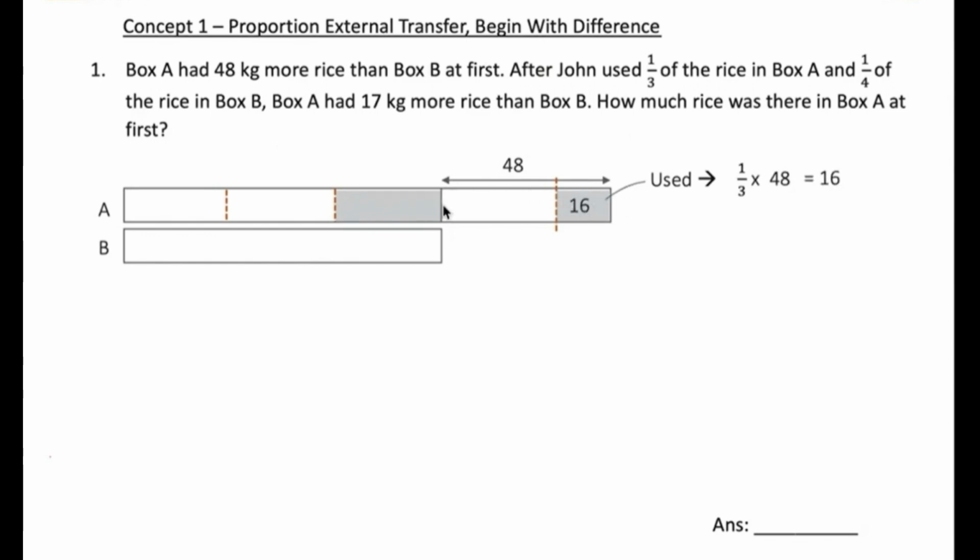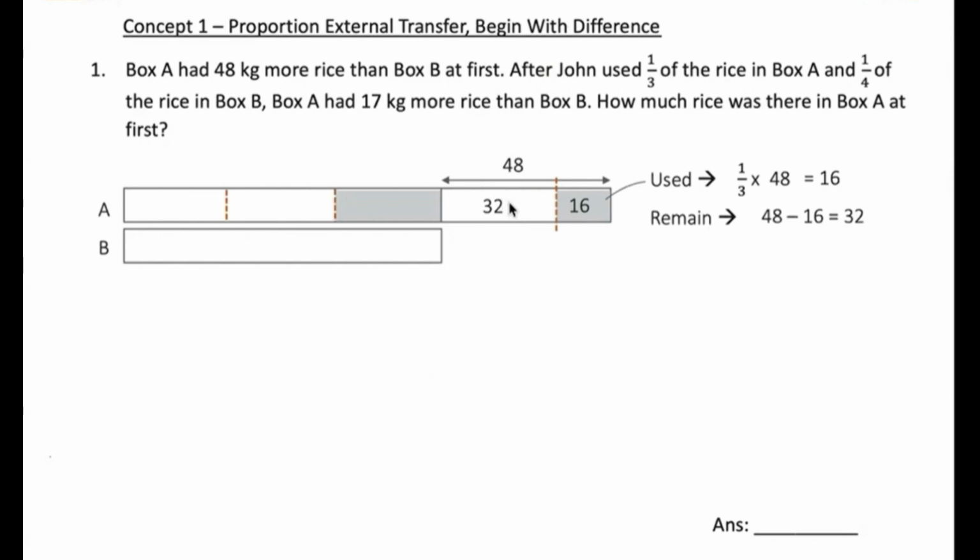Okay, but this unshaded part is not used. How much is this unused? 48 minus 16. So this is 32. Now for box A, this is not used. This is not used. This is not used. Okay, and this 16 is used.